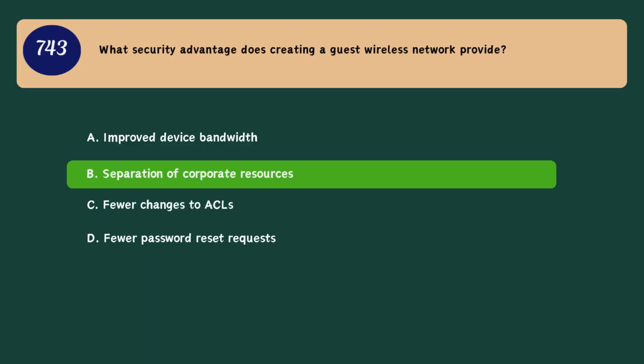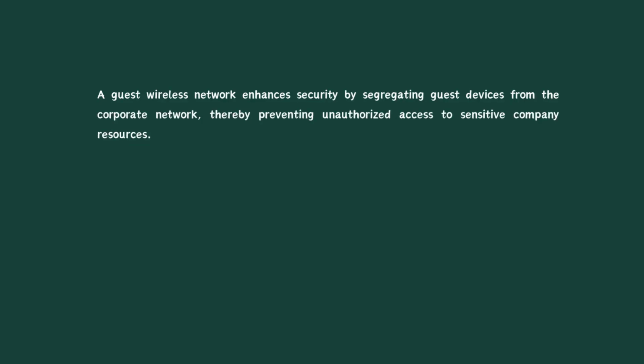Correct answer: B. Separation of corporate resources. A guest wireless network enhances security by segregating guest devices from the corporate network, thereby preventing unauthorized access to sensitive company resources.